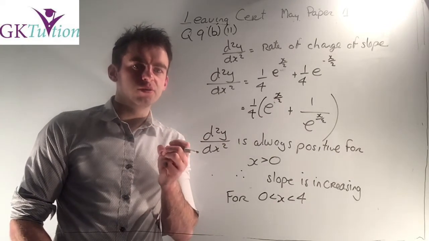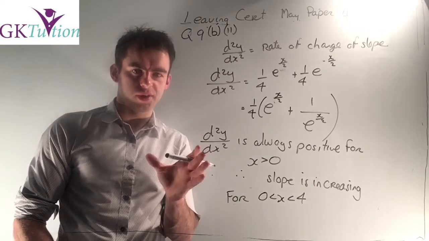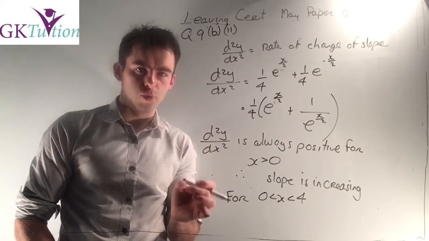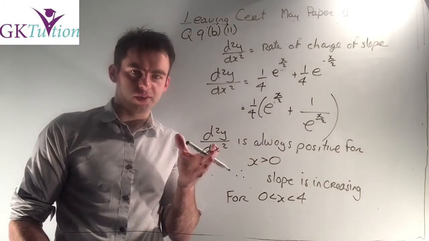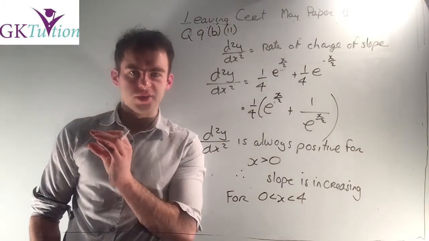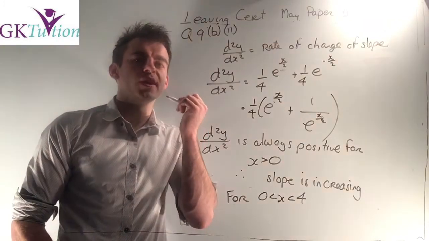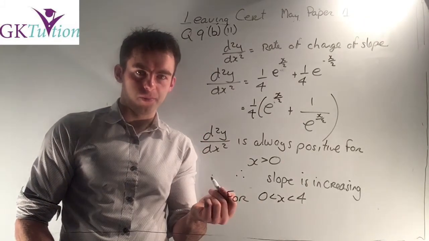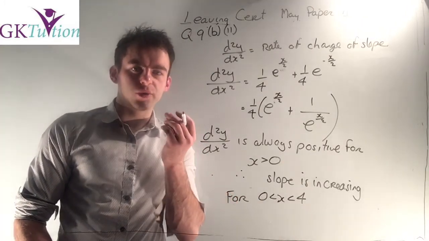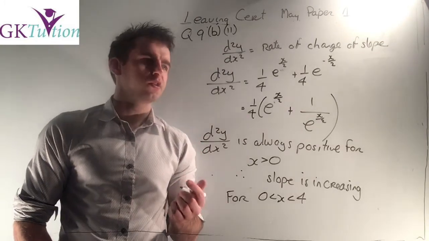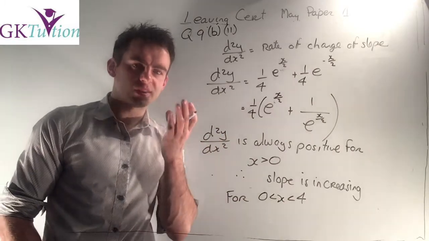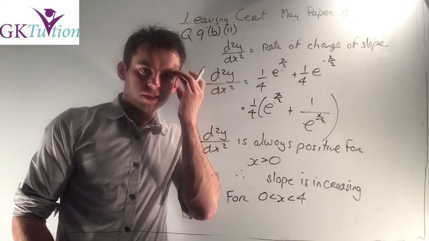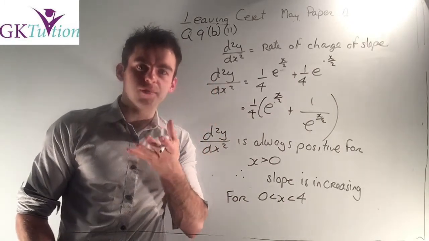They're not asking you to show that the curve is increasing, they're asking you to show that the slope is increasing. If they asked you to show that the curve is increasing, that means prove it has a positive slope. That would mean prove that dy dx is greater than 0. But they've asked you to show that the slope is increasing. So they're referring to the rate of change of the slope, that the slope is getting bigger. Not that the slope is positive, that the slope is getting bigger.